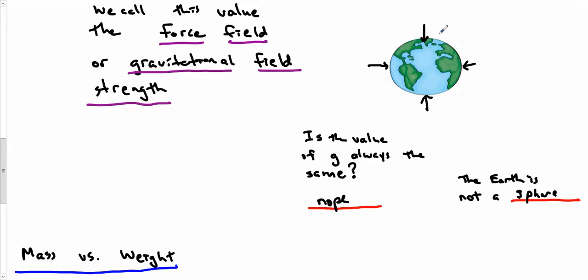Yes. So here we might get a value of like 9.9, and here we might get a value of something like 9.7, but the average value around the Earth is 9.8, and that's what we're going to be using in this class. Just wanted to point out that it's not always constant because the Earth is not a sphere.